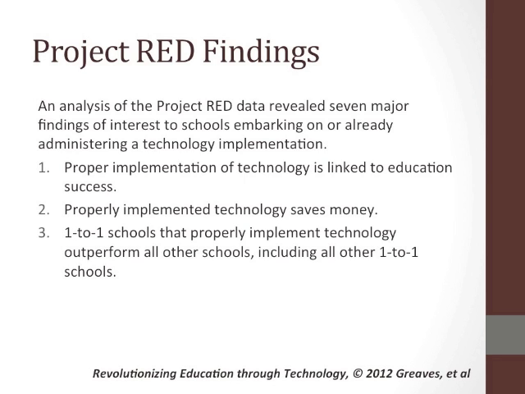The second finding was that properly implemented technology saves money. Well, of course it does if you implement it properly. Finding number 3 suggested that one-to-one schools that properly implemented technology outperform all other schools, including all other one-to-one schools. So the findings here suggest that how the technology is implemented and used has a major impact on student outcomes. And if not properly implemented, one-to-one schools have little to no impact compared to those that properly implement that technology.